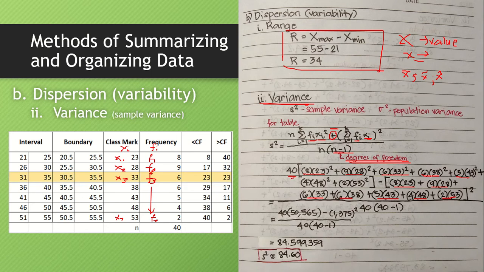Now, if you will sum these values here, you'll get 50,565. These values on the other side, or terms, or group, is 1,375. So multiply 50,565 by 40, subtract it by the square of 1375, divide all of them by 40 times the quantity 40 minus 1, and you will get the exact value, which is 84.599359. Then we can round it off to 84.60. So for grouped data, our variance is equal to 84.60.